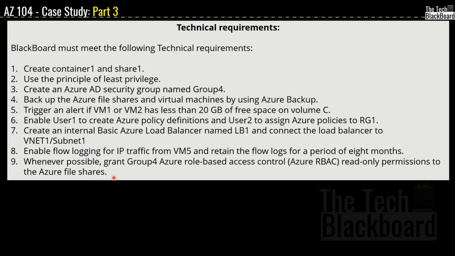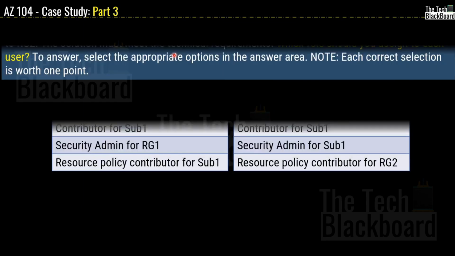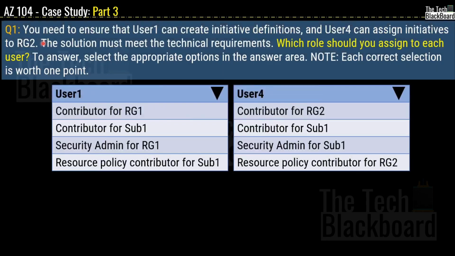So that were all the details given in the case study. Now let's read the questions and try to answer them. So let's read our first question. The question says that you need to ensure that user 1 can create initiative definitions and user 4 can assign initiatives to the RG2. RG2 is nothing but resource group.